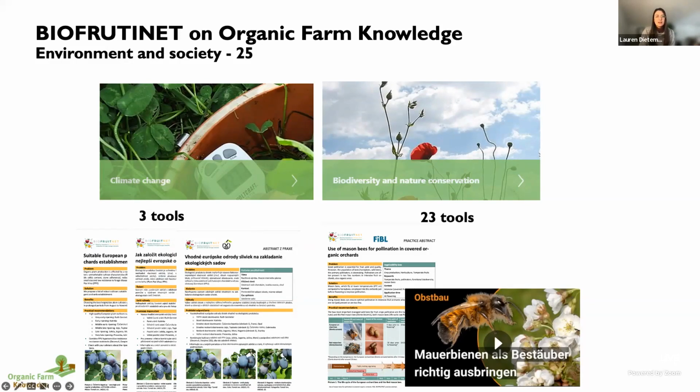And under the sub-theme biodiversity and nature conservation, there are currently 23 tools. Here is an example of using mason bees for pollination in covered orchards, a practice abstract and a video referring to the same topic. And the video actually has had over 1,500 views over the past 2 years in English and German. So some of the tools are very popular on the platform.